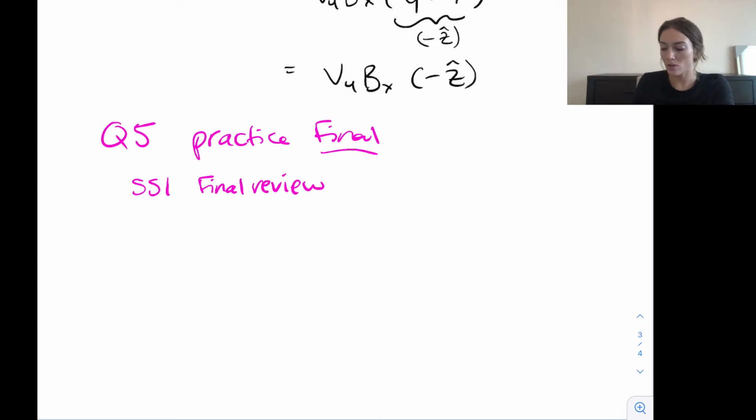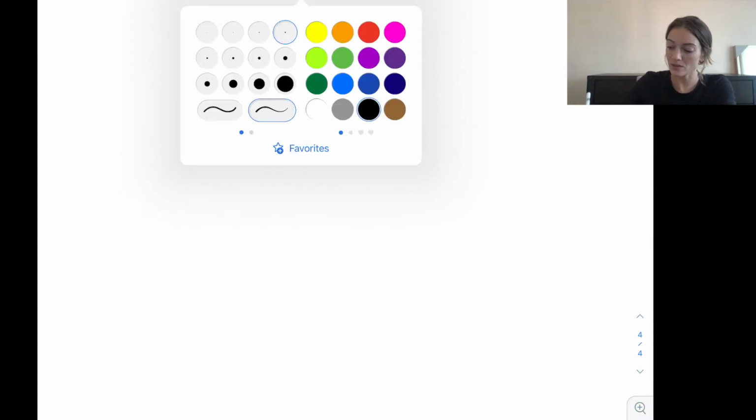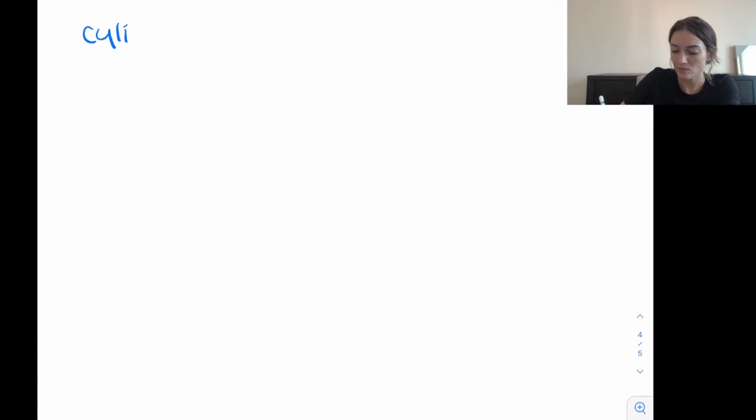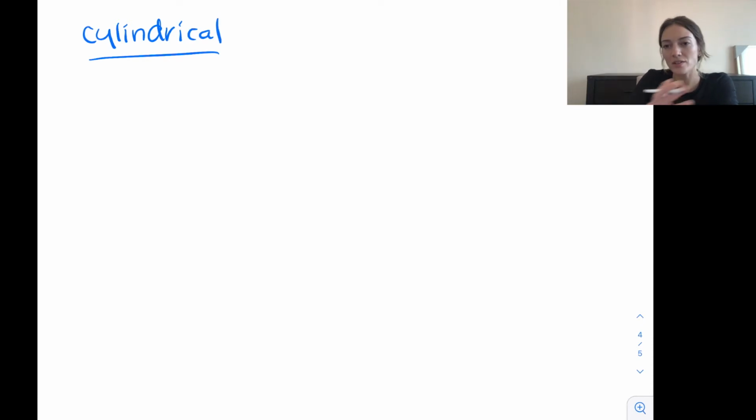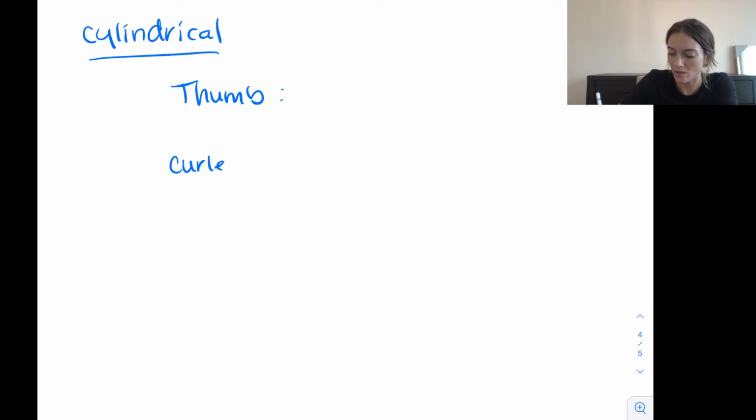Okay, so now let's look at the right-hand rule for our cylindrical setups. So let's do the cylindrical right-hand rule. The cylindrical right-hand rule is much easier than the Cartesian one because there's really only 2 directions that we have to worry about. So you really just have to worry about your thumb and your curled fingers.